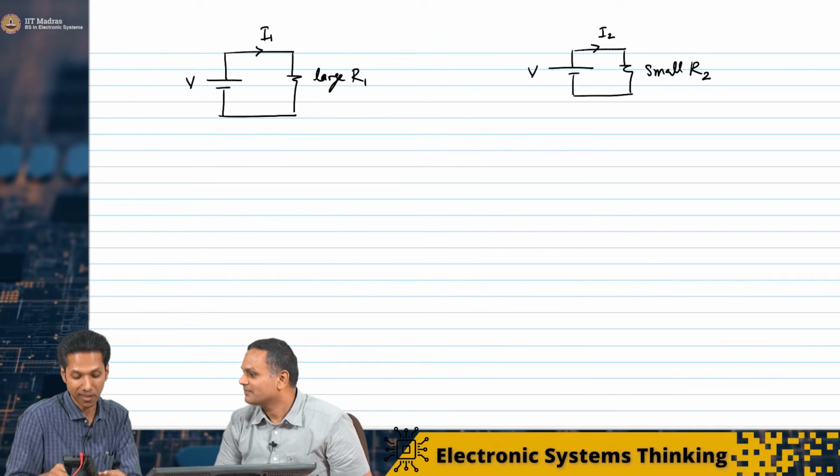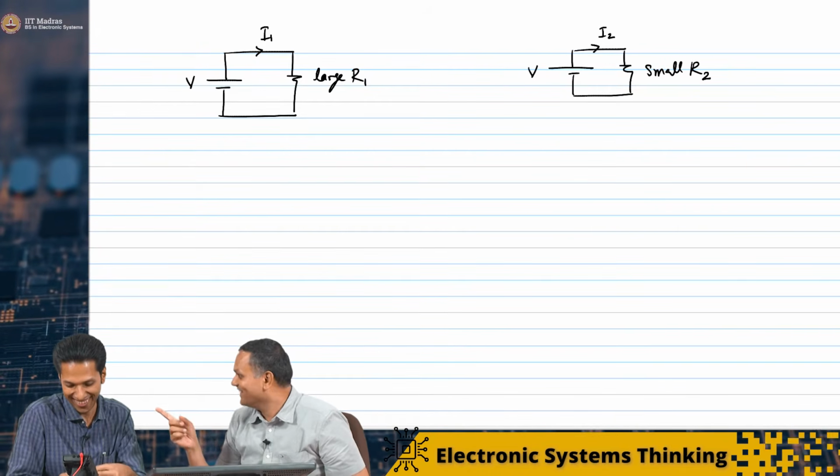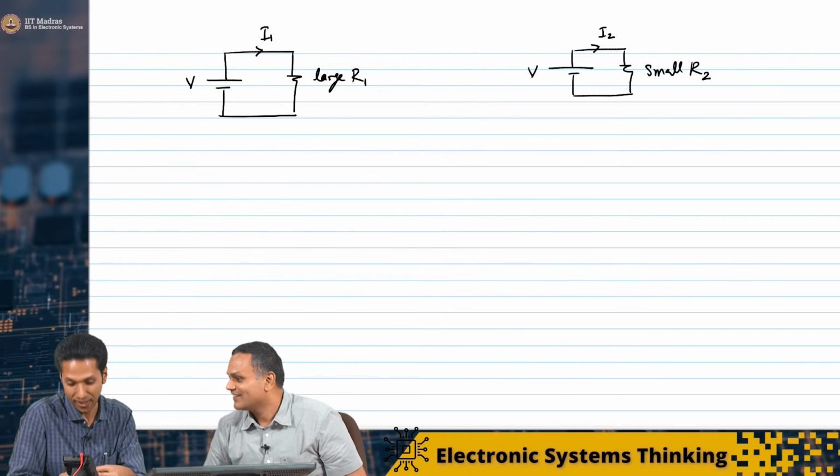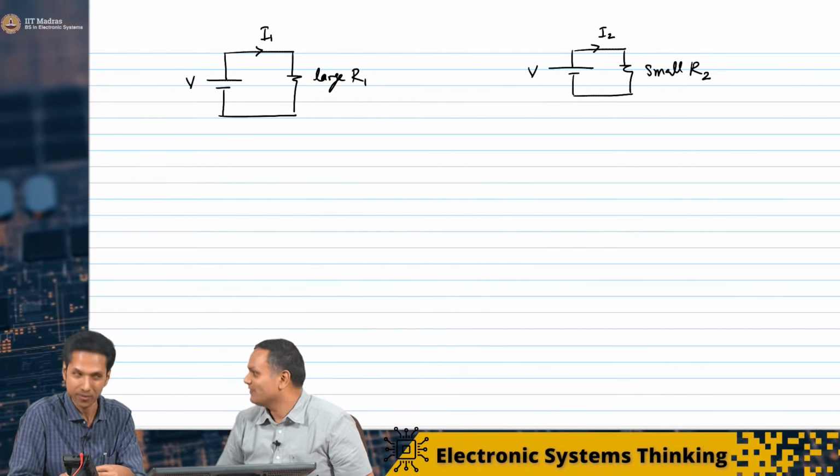I hope it is not a discharged battery. We'll discuss that as well in a future class. Yeah, correct. Perfect. 1.5. It is showing 1.5 volts.